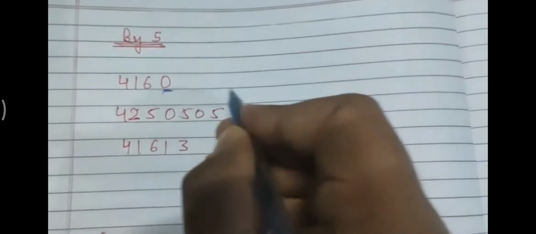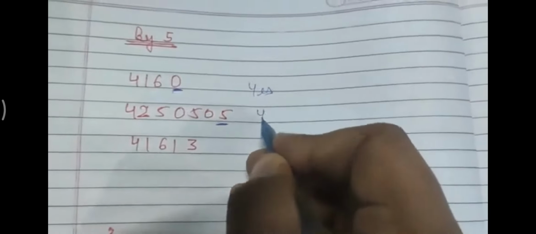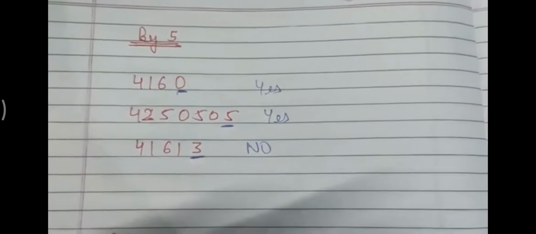Now these are the examples. I have written three numbers. In the first, the last digit is 0, that's why it is divisible. In the second number, the last digit is 5, that's why it is divisible. And in the third number, the last digit is 3, so it is not divisible.